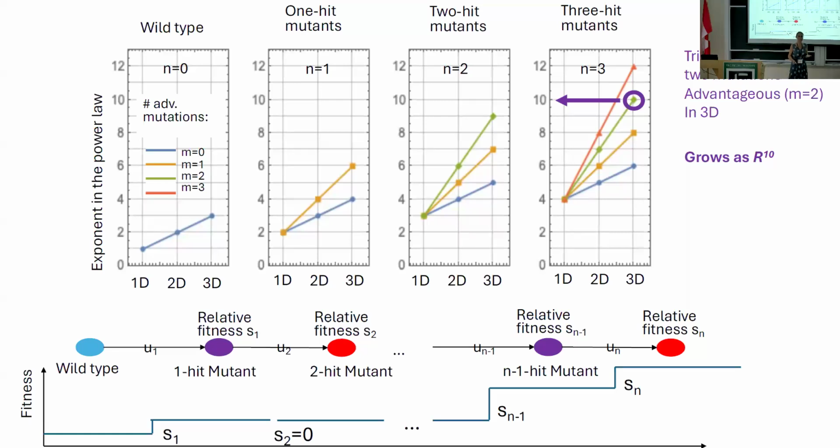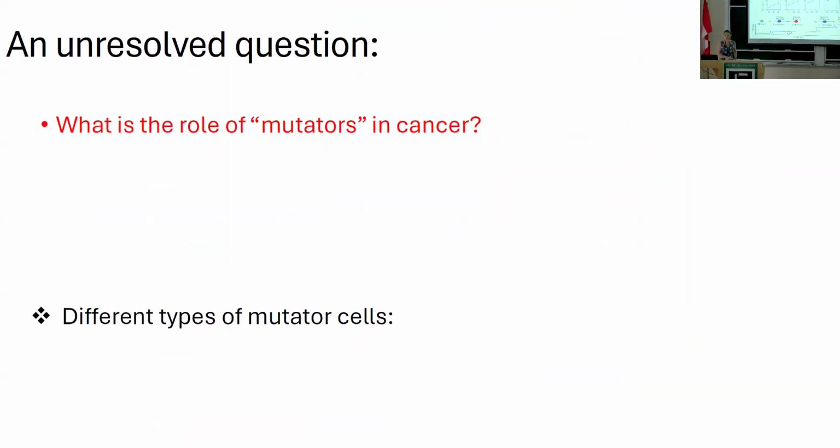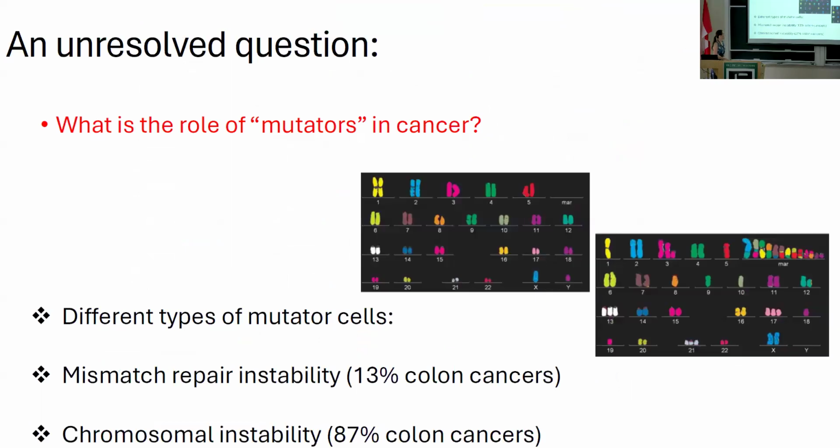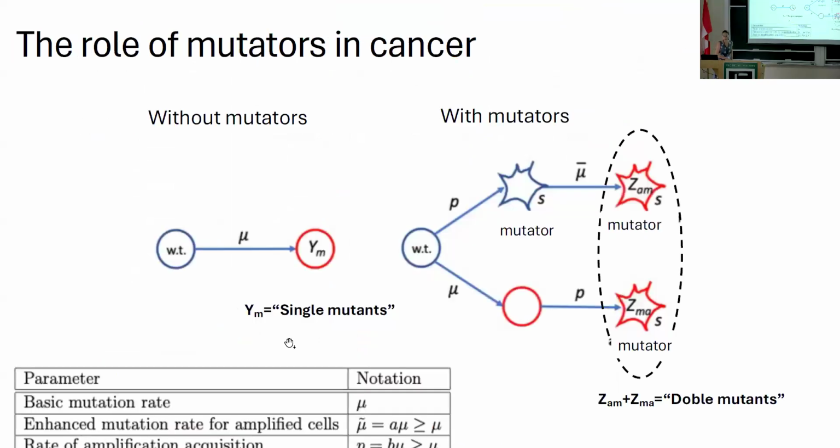Okay, so this is something that I enjoy, right? But it seems very useless. Let me show you some possible usefulness of this approach. So let's talk about the role of mutator phenotypes in cancer. I already told you about instability. So remember, I mentioned 13% of colon cancers have mismatch repair instability. So we can apply it to that.